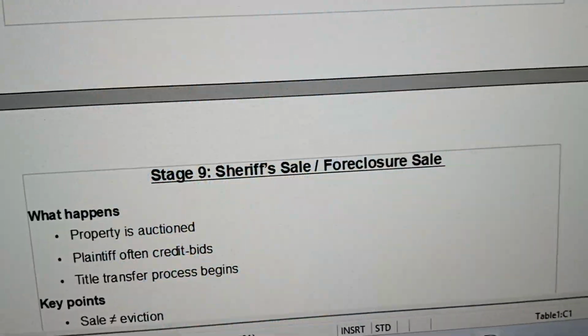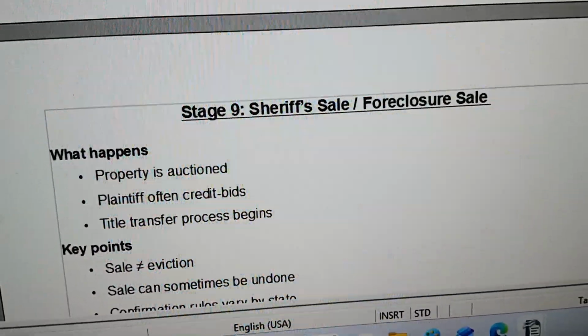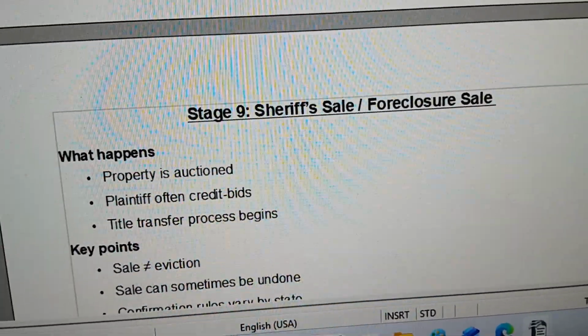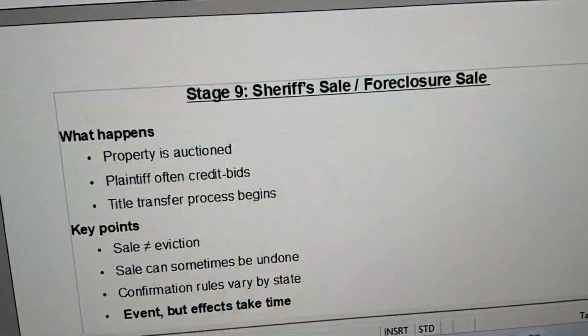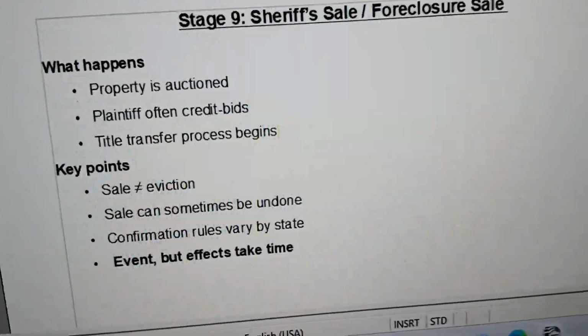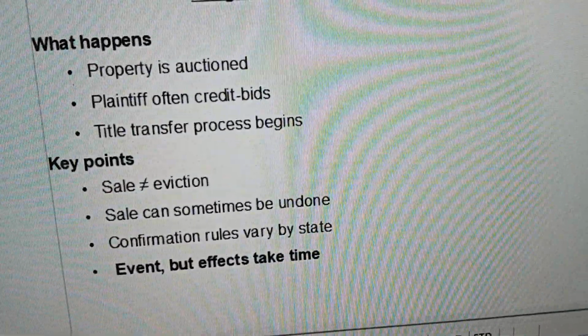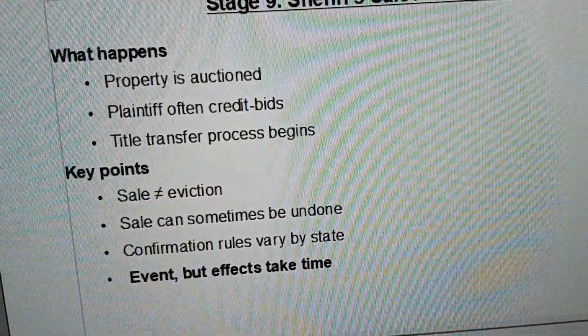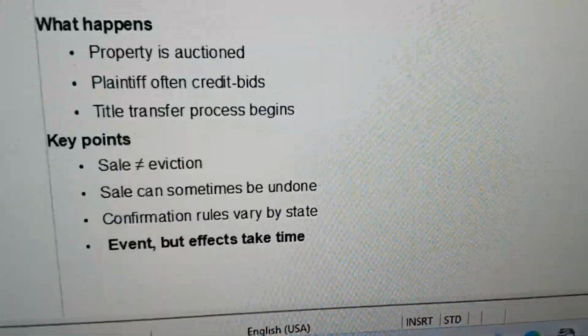Stage 9, sheriff's sale, foreclosure sale. What happens? Property is auctioned. Plaintiff often credit bids. Title transfer process begins. The key point here is a sale does not equal an eviction. Sale can sometimes be undone. Confirmation rules vary by state. Event, but effects take time.